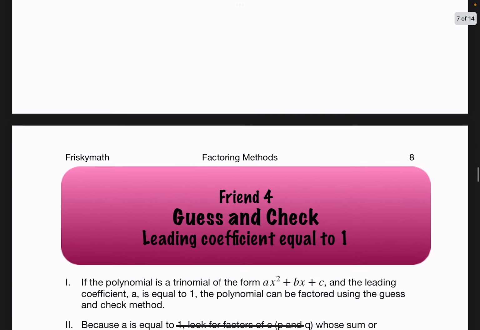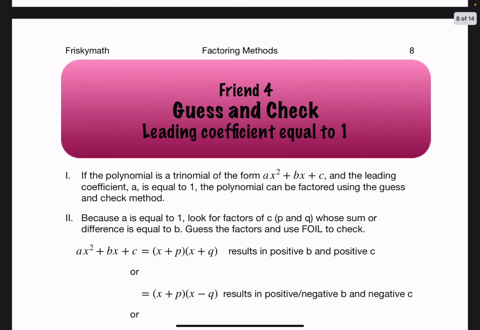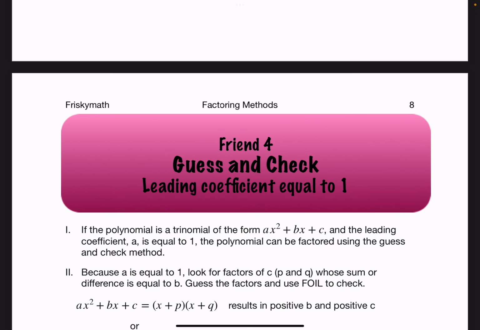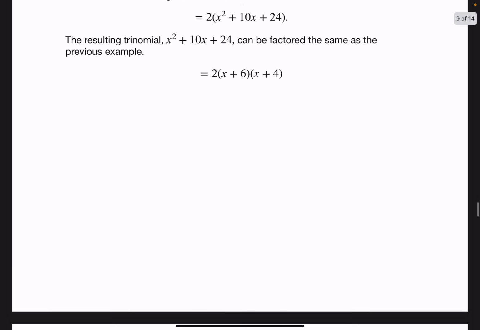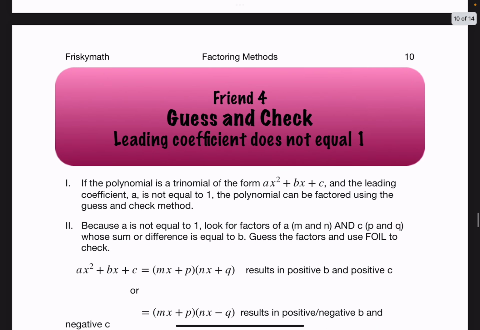Our fourth friend was the friend we all love to hate. This guy's actually not so bad when we've got a leading coefficient equal to 1. We just have to look at the constant, find factors of the constant whose sum or difference will give us the middle term. However, his evil twin, guess and check with a leading coefficient not equal to 1, gave us a pretty hard time.